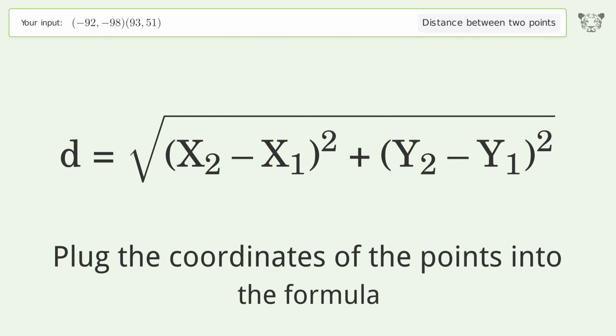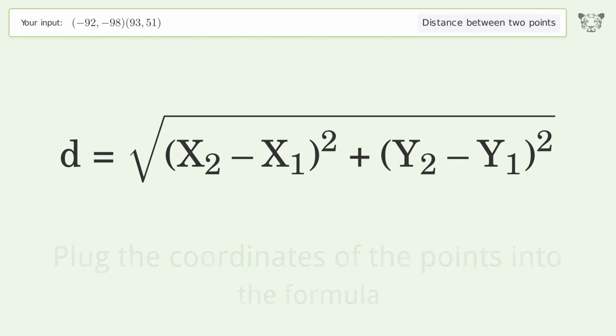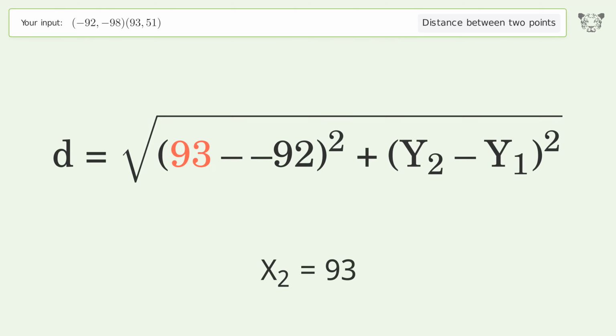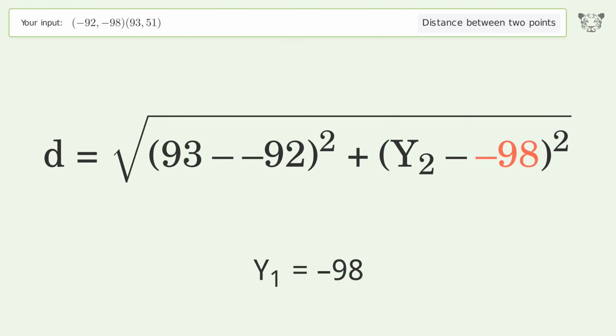Plug the coordinates of the points into the formula. x1 equals -92. x2 equals 93. y1 equals -98. y2 equals 51.